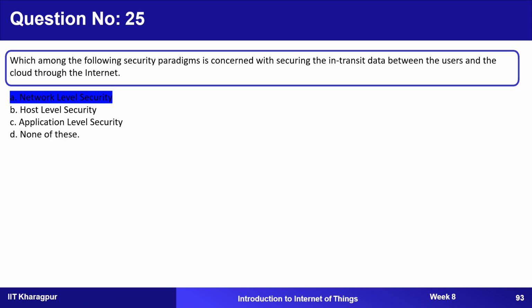Okay, so this is one more question. Which among the following security paradigms is concerned with securing the in-transit data between the user and the cloud through the internet? Options are network level security, host level security, application level security, none of these. So the correct option for this is network level security.